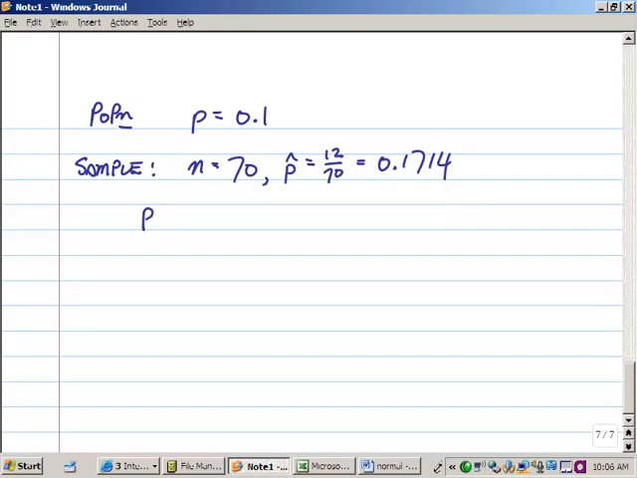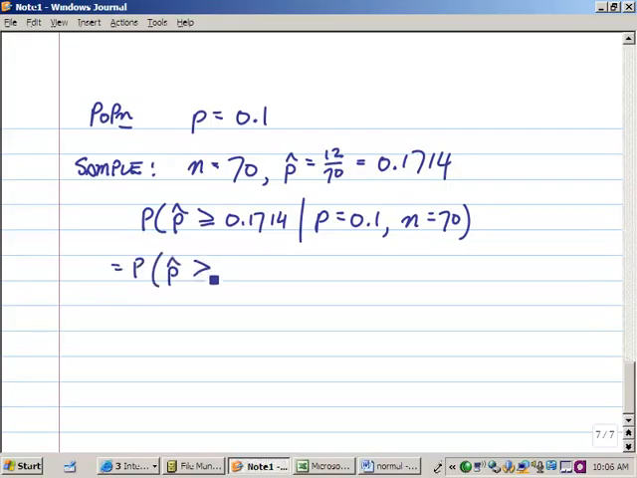So then what's the probability of getting a sample proportion this large or larger, given my theory is correct? Given that P is 0.1, and when I have a sample size of 70, what I want is to translate that into a statement for a normal distribution. For the normal distribution, I need the mean, which is P of 0.1. The standard deviation is sigma sub P hat, which I need to calculate.